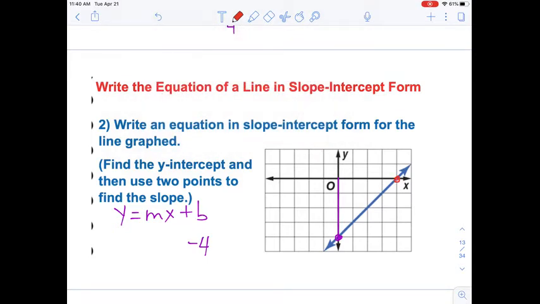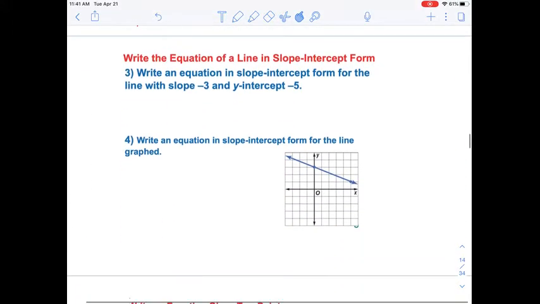And then my slope, since I can see it crosses at these 2 points, really you can pick any 2 points that this line goes through. So you could see, oh, well, up 1/1, so my slope is 1. Or you could do up 1, 2, 3, 4 over 1, 2, 3, 4. 4/4 is also 1. So y equals, you can either write that as 1x or just y equals x minus 4.